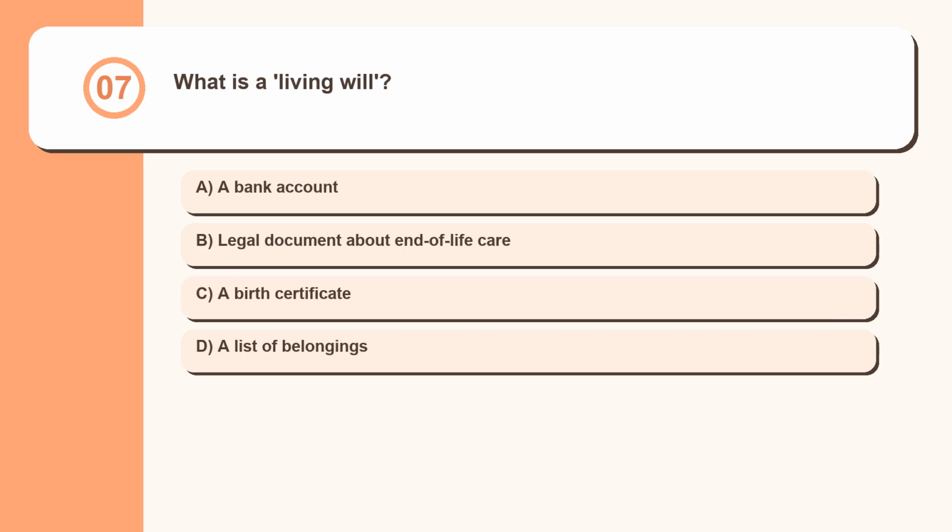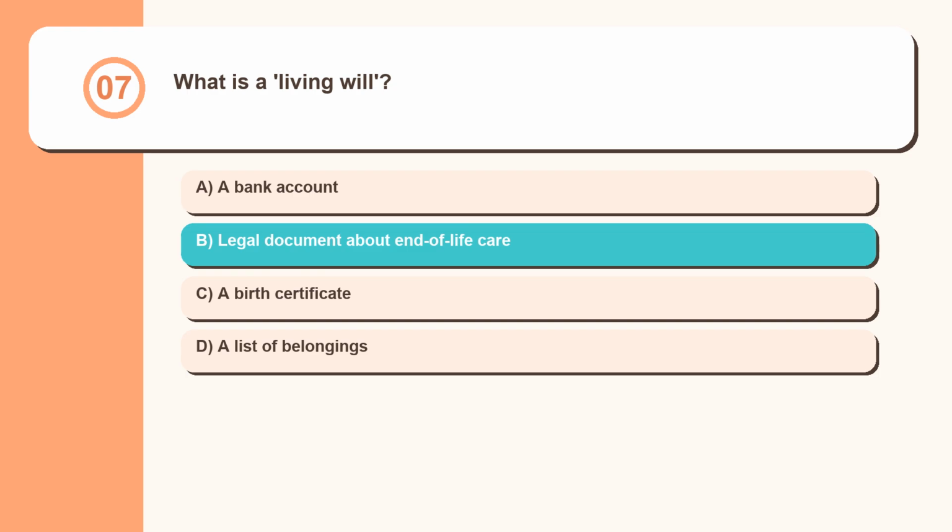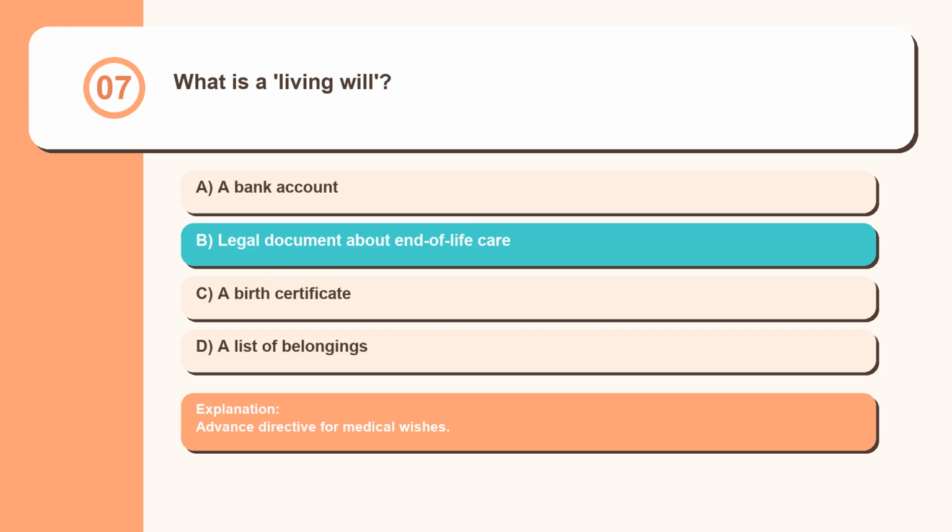Question 7. What is a living will? A bank account. Legal document about end-of-life care. A birth certificate. A list of belongings. Advance directive for medical wishes.